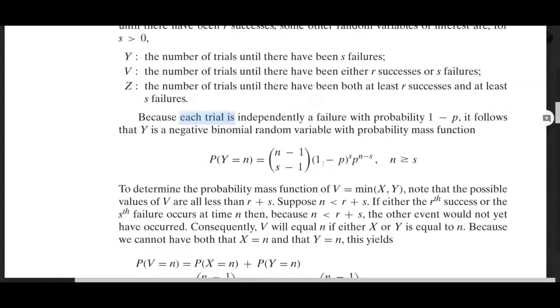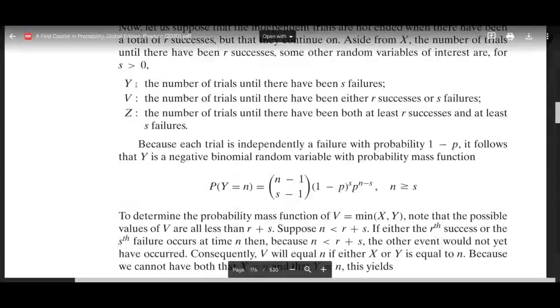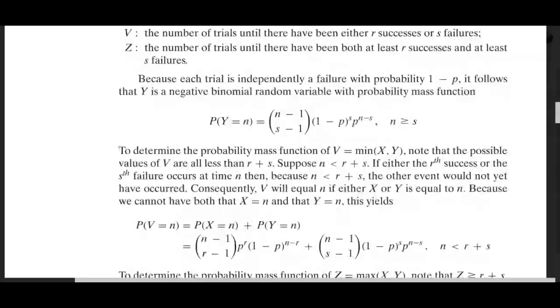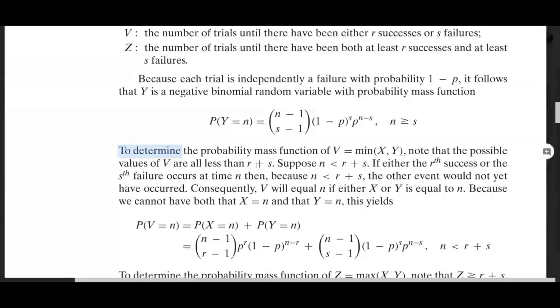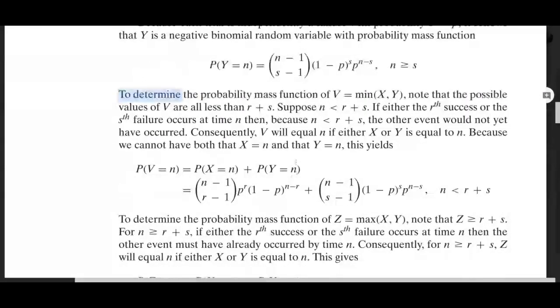Okay, this is for Y. This is for this, which we already know. Let's see this. To determine the probability mass function of V equals the minimum of X and Y, note that the possible values of V are all less than r plus s.